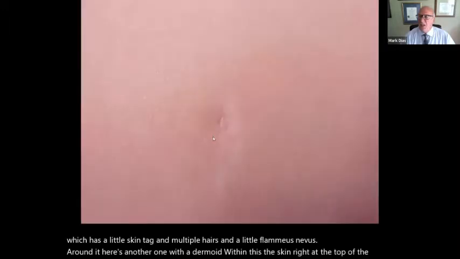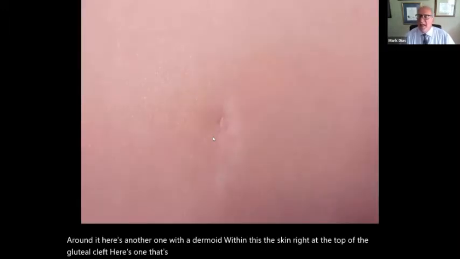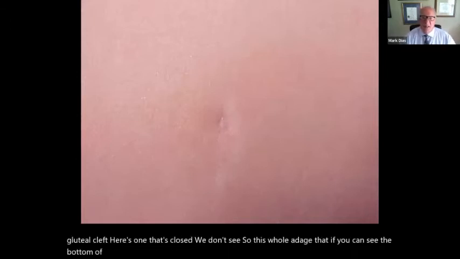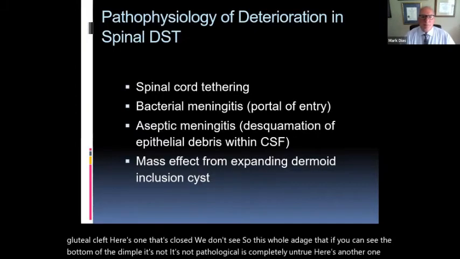Here's one that's closed. We don't see the bottom. So this whole adage that if you can see the bottom of the dimple, it's not pathological is completely untrue. Here's another one with a scab on it.